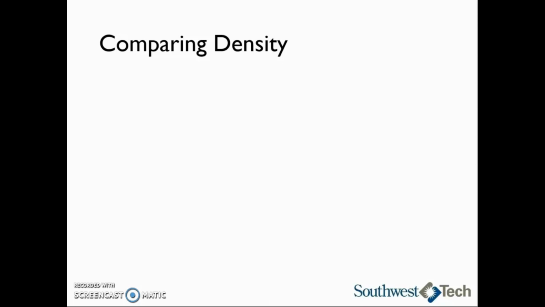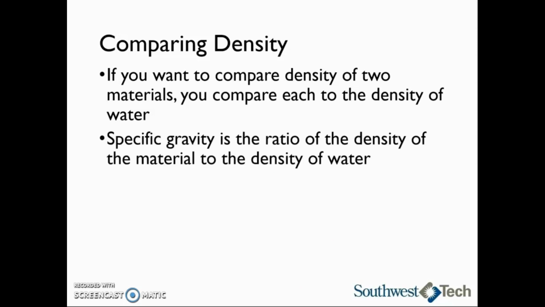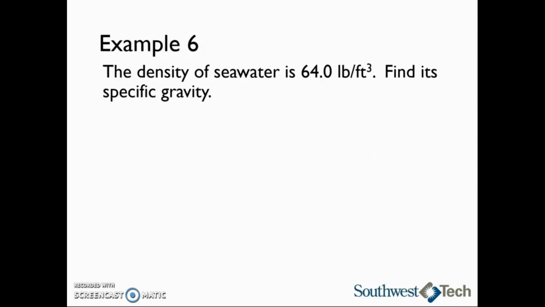Sometimes you may encounter a situation where you want to compare the density of two materials. In this case, you will compare the density of each material to the density of water. The specific gravity is the ratio of the density of the material to the density of water. To find specific gravity, we will take the density of the material in kilograms per cubic meter and divide it by the density of water in kilograms per cubic meter. Specific gravity does not have any units because you are dividing a density by a density.